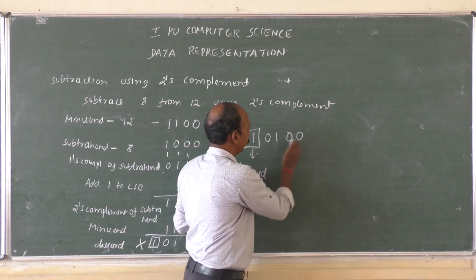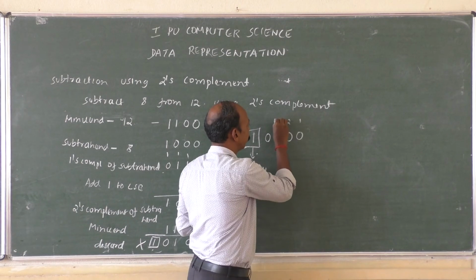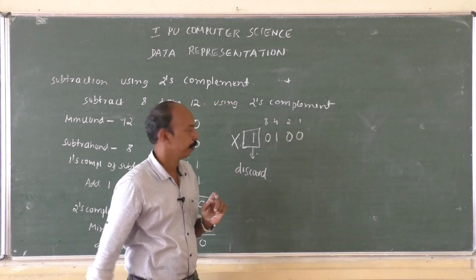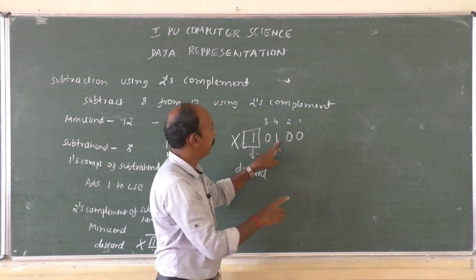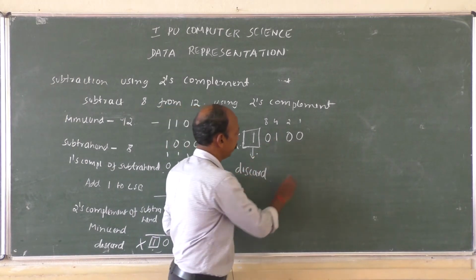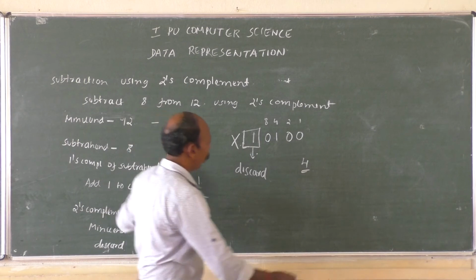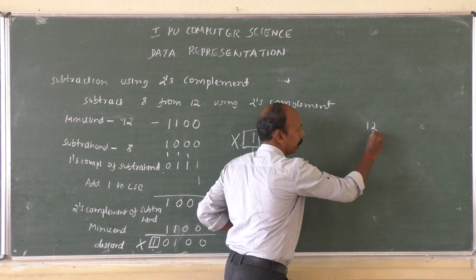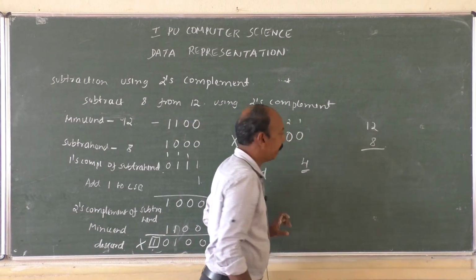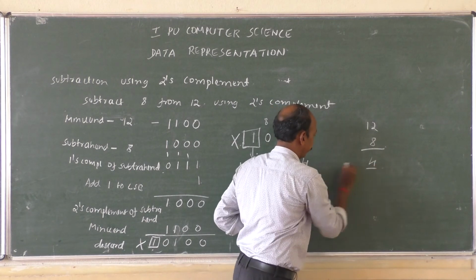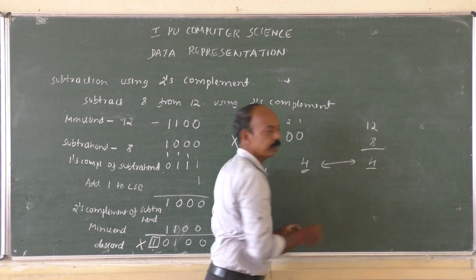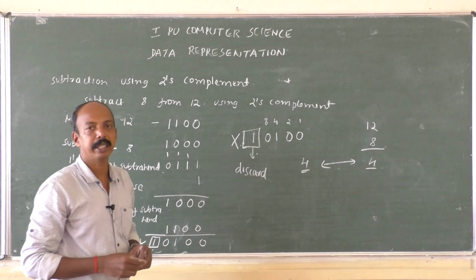So what is this? 1 2 4 8. Only the bit under 4 is set, so the answer will be 4. Also we know that 12 minus 8 is 4. So we can go for the cross verification, and whatever we have done is right.